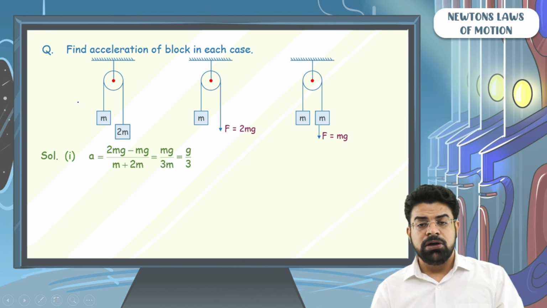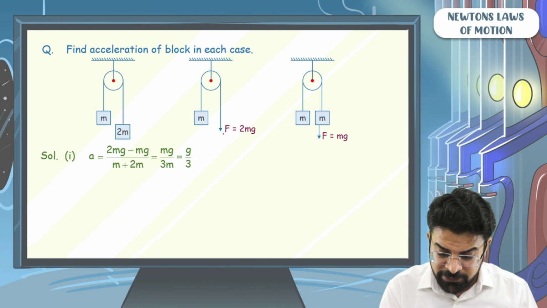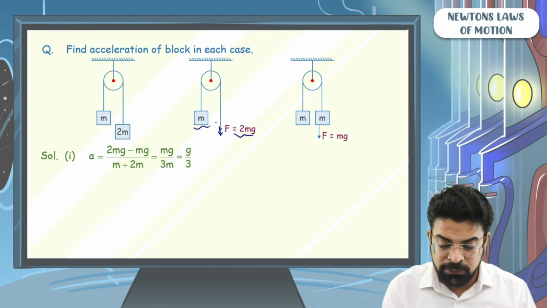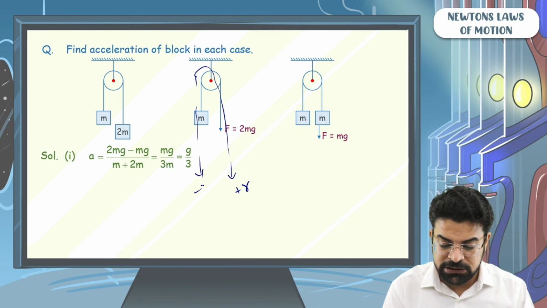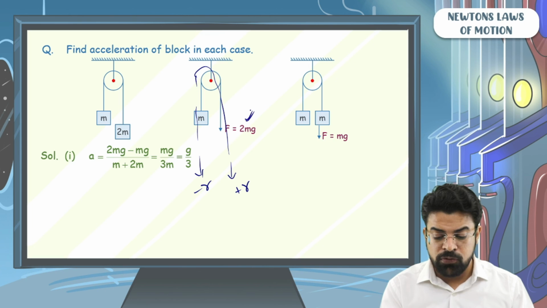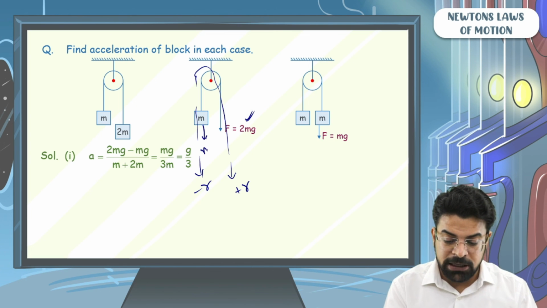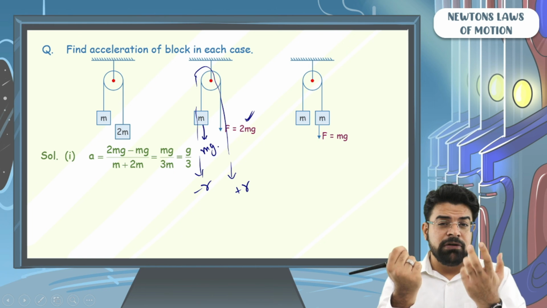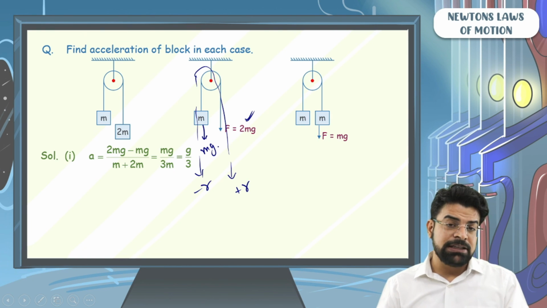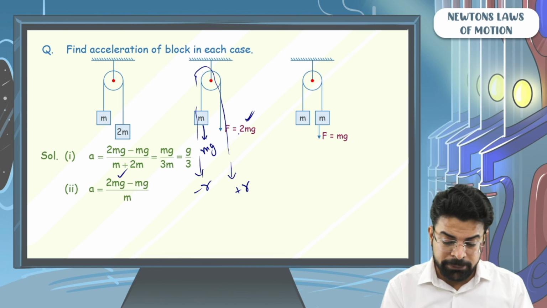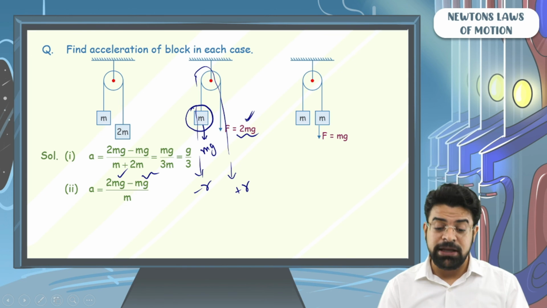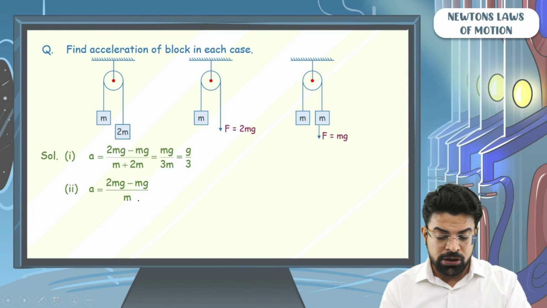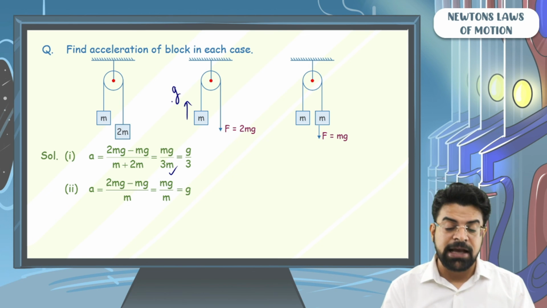Now, in the second case, we have applied an external force of 2mg and the body has a mass m. Again, assume the y axis. This is positive y and this is negative y. The force of 2mg wants to move it towards positive y, and the weight of this mass, mg, will try to move it towards negative y. Who will win? Definitely 2mg will win. So we will say the acceleration in this case will be 2mg minus mg upon the mass of the system, and this time the mass of the system is only m. So 2mg minus mg upon m. So the acceleration comes out to be mg upon m, that is g. So this block will go up with an acceleration of g.